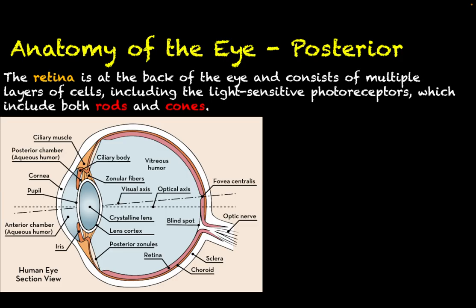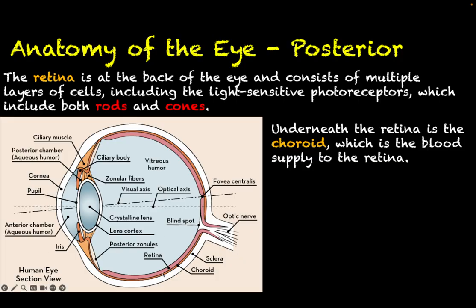So for the posterior end, the retina is at the back of the eye and consists of multiple layers of cells. So it's not just photoreceptor cells, although that's definitely where our focus will be. And this obviously includes those light-sensitive photoreceptor cells, which include both rods and cones. And we will have a substantial discussion on the differences between rods and cones here in just a little bit.